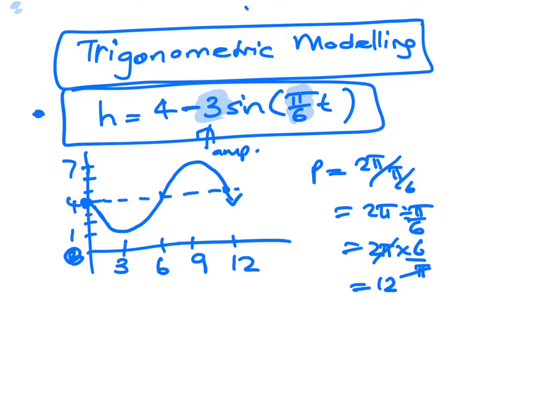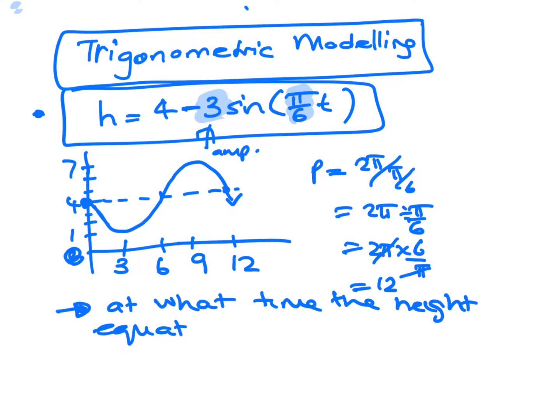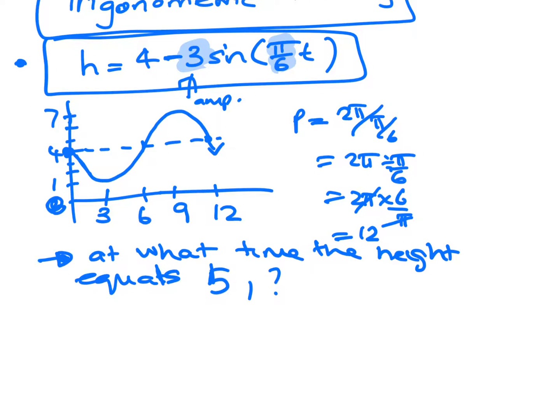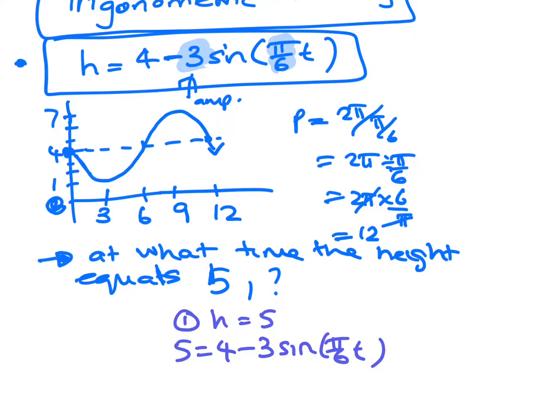Okay. Now, if you were looking at what time the height equals a particular value, so let's just say equals 5, and you had to find the time. To get the time, the first thing we need to do is make h equal 5. So you go 5 equals 4 minus 3 sine pi on 6t. So effectively what we do here is where the h is in the equation, we just put 5.